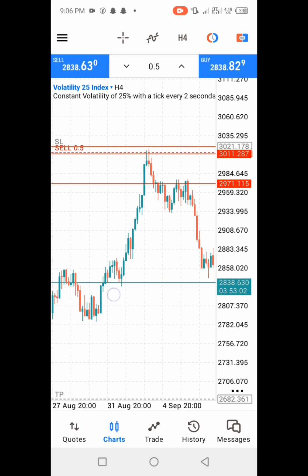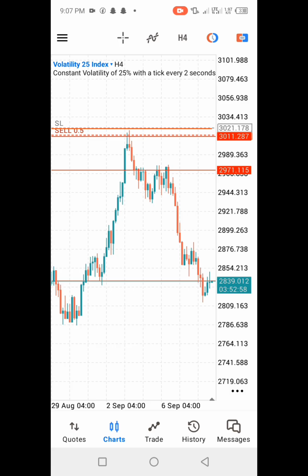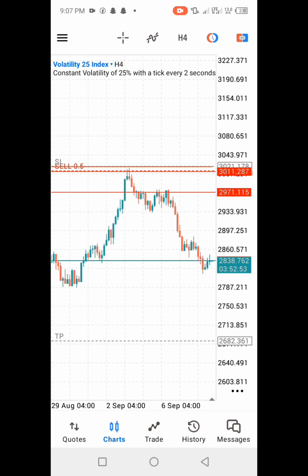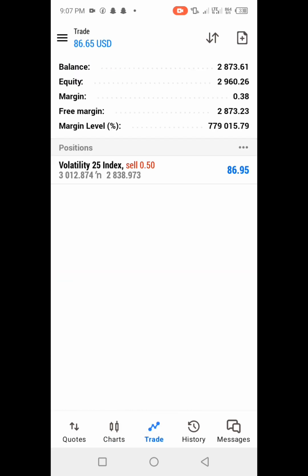Volatility 25 index. Yes, I saw the trade from here above. Look at my TP, $165.26. That's my TP. I'm in profit of 86 point something dollars. But the disadvantage right now is that this trade is on my demo account.